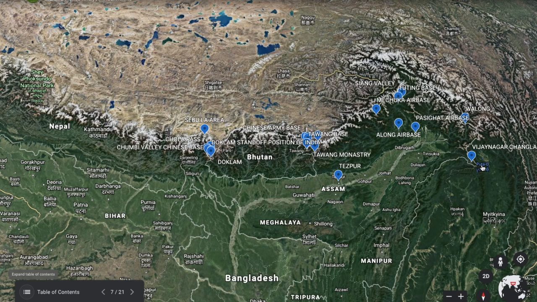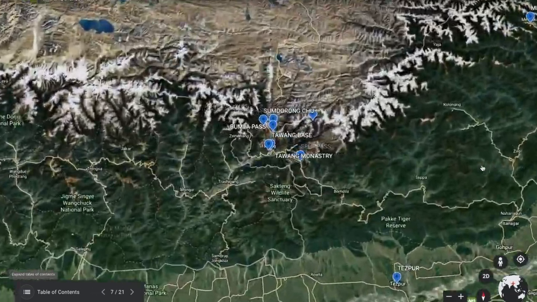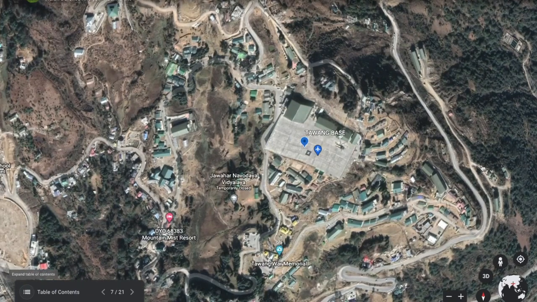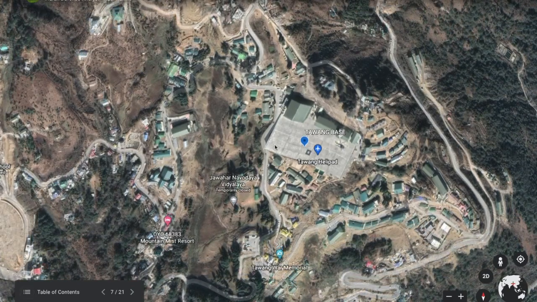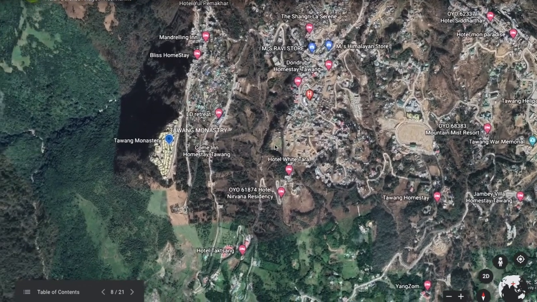The first area that I'd like to show you is the Tawang base. Strategically very important, and I'm sure you can see the armed forces set up right over there. Tawang is the region most contested by the Chinese and is a sore point for them. Situated at an altitude of 8,757 feet, it has the second largest monastery in the world, after Lhasa, I might add.